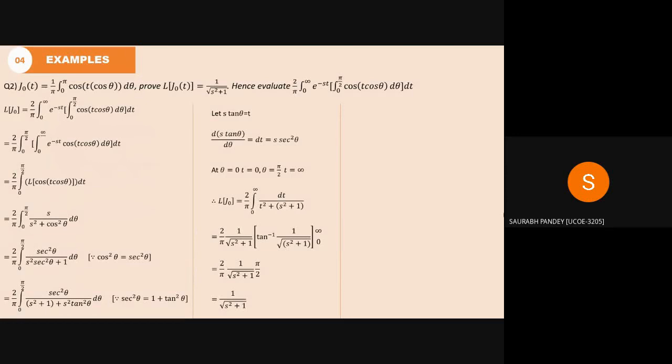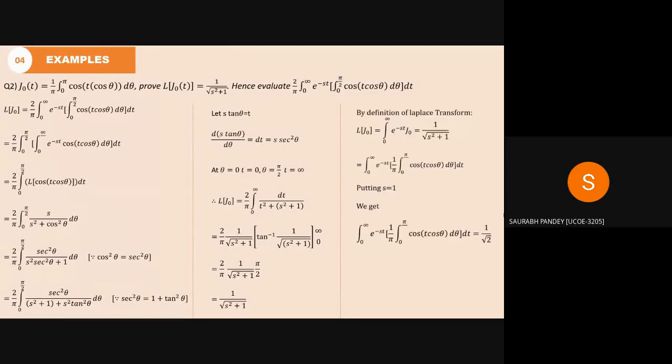So Laplace of J naught is equal to 2 by pi, the integral of dt by t square plus s square plus 1. On taking its integration, we get 1 by root of s square plus 1, times tan inverse of t by root of s square plus 1, with limits from 0 to infinity. Applying the limits, we get 2 by pi times 1 by root of s square plus 1 times pi by 2. We cancel the pi by 2 with 2 by pi, and we get our solution as 1 by root of s square plus 1.